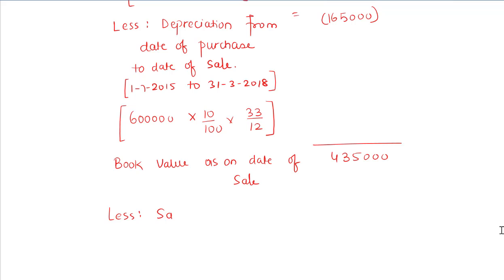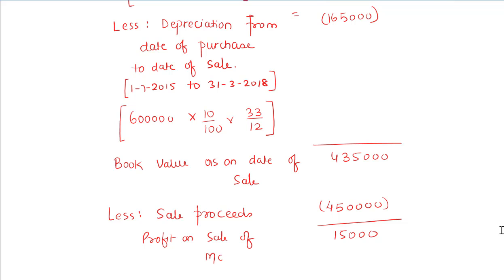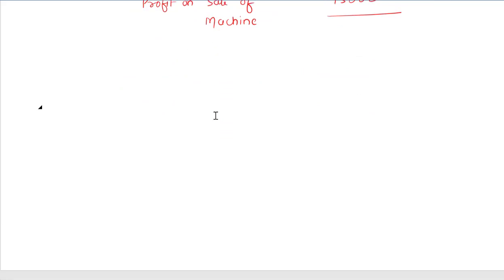We need to deduct sale proceeds. So less sale proceeds. We sold it for 4 lakh 50,000. Book value is 4 lakh 35,000. Sold it for 4 lakh 50,000. So 15,000 there is a profit. Profit on sale of machine is 15,000. I believe it is clear to all of you.